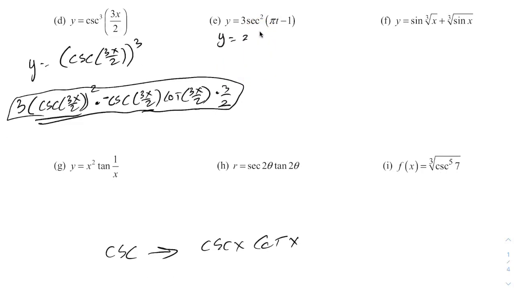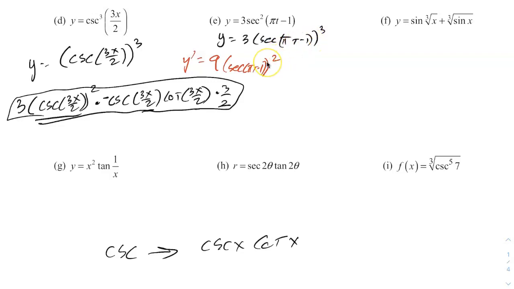Next one, kind of same idea, now it's secant. So I'm going to rewrite it first, like that. Change the color so it's a little easier to see. I'm going to take a derivative, it's another double chain rule. So we're going to bring the 3 down. So I get 3 secant squared, leave the inside alone, secant of pi t minus 1.